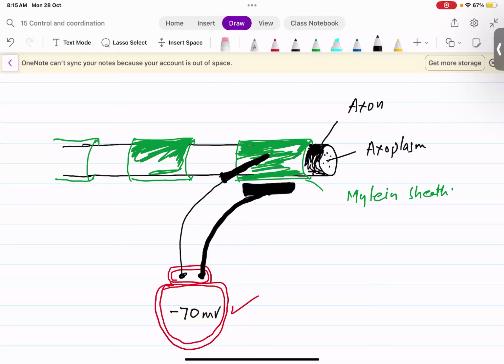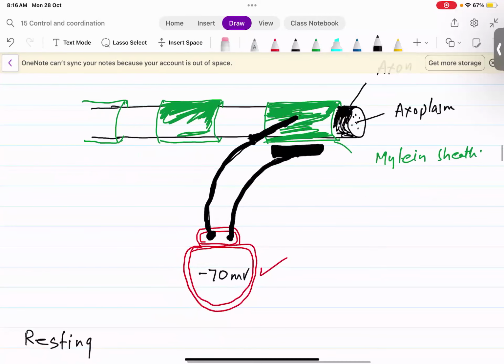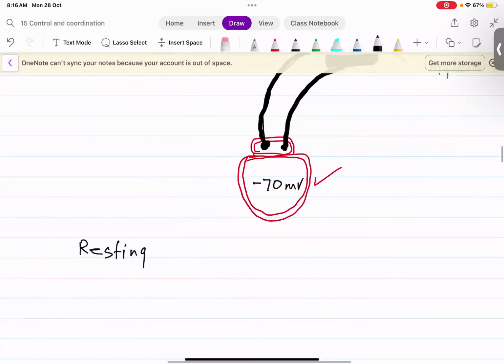The other terminal or electrode is inserted inside the nerve cell, into the axoplasm. The potential difference between inside and outside measured when this nerve cell is at a resting state is known as resting potential.